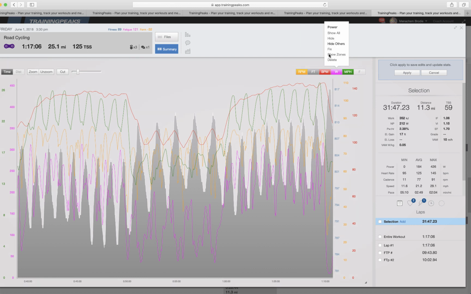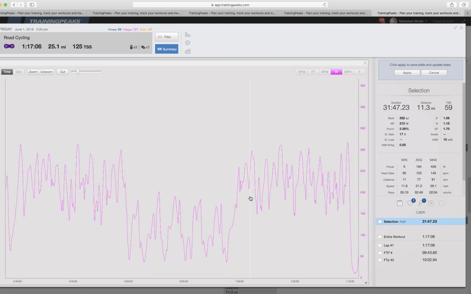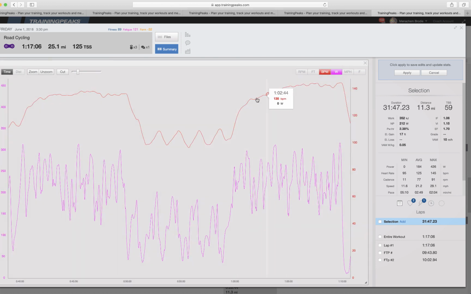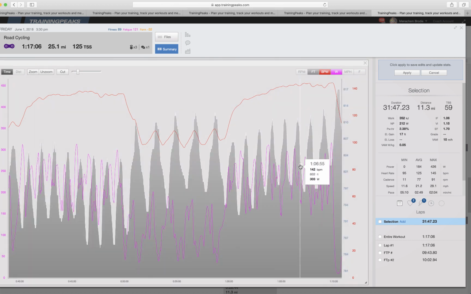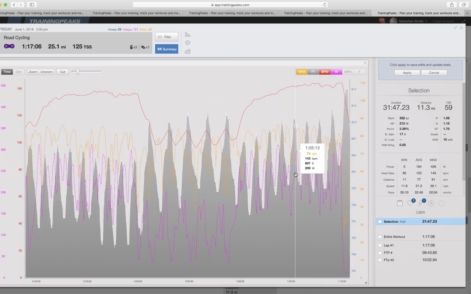Let's just do this. Hide others. Great. How is my power file? Well, it's really spiky and I need to fix that. Well, how's my heart rate? I don't know. Heart rate doesn't matter. Well, actually, yes, it does. Well, what about the terrain? The terrain doesn't matter, does it? Well, actually, it really does. Well, my cadences were okay, right? I don't need to worry about cadence. Well, actually, it does.